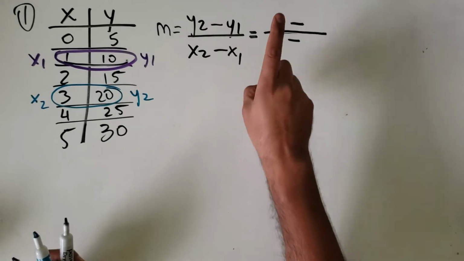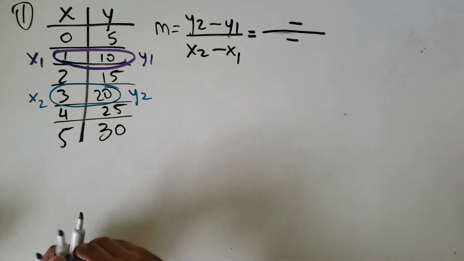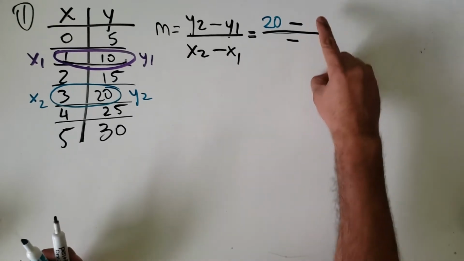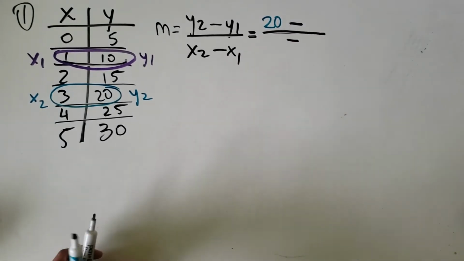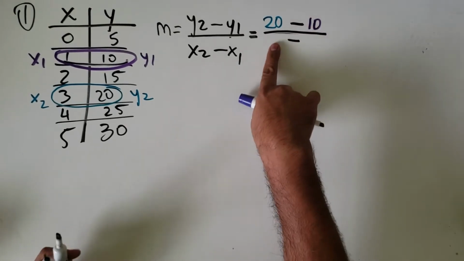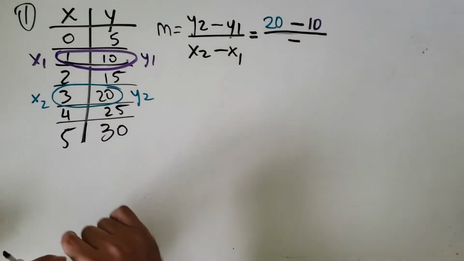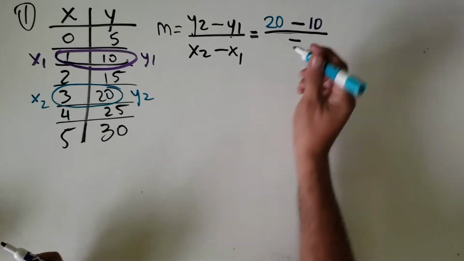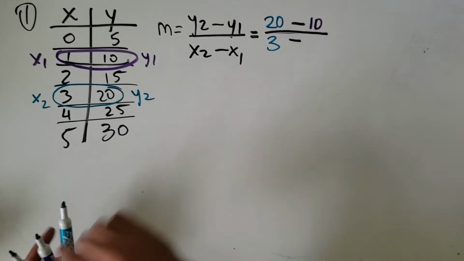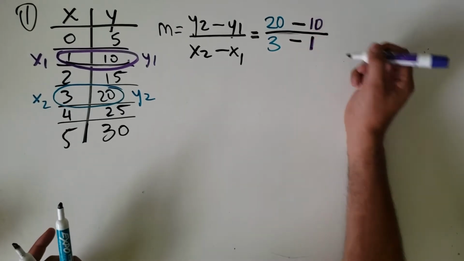All right, so like I said, my y2 that goes here on top is a turquoise 20, so I'm going to put that right there. My y1 that goes right there is a purple 10, so that goes there. Down here, I need an x2, and that is a turquoise 3. So I'm going to go ahead and grab my turquoise and put a 3 right there. And my x1 is a purple 1. So that goes right there.